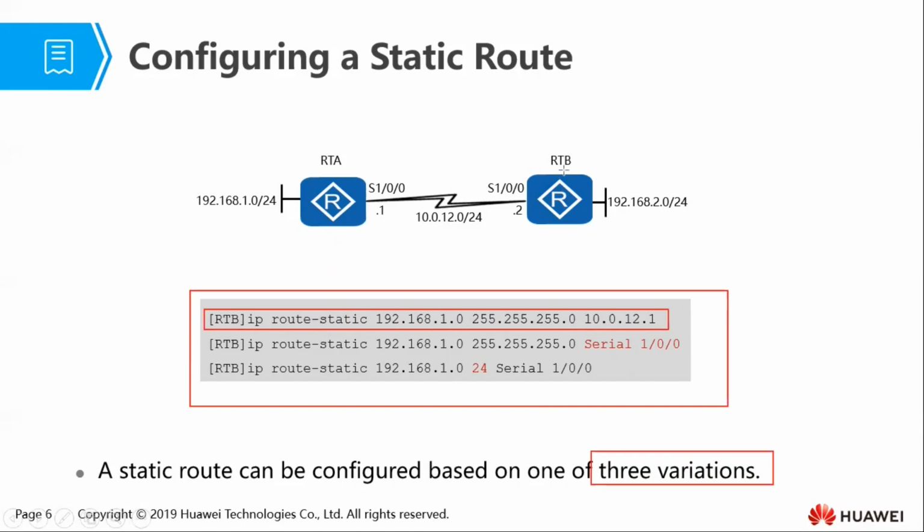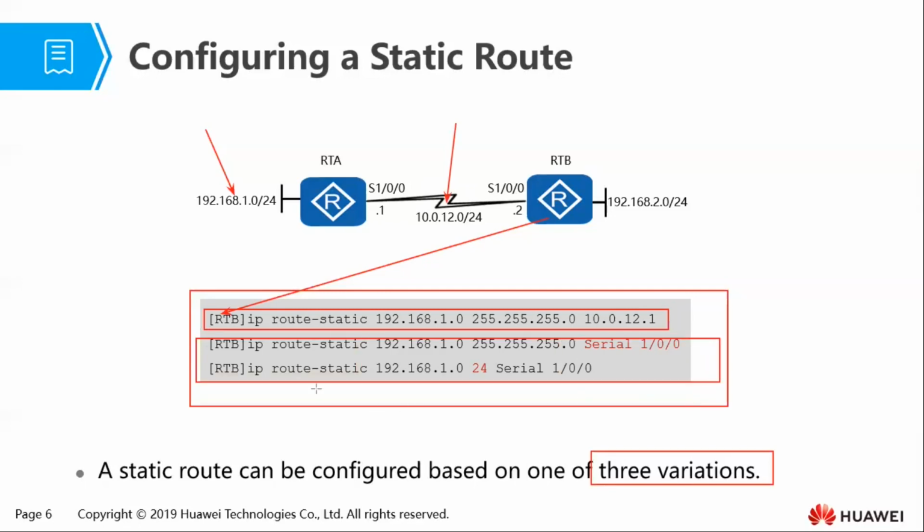So we are in RTB. We can see that from this prompt. Now in RTB, we want to configure a static route that can reach this network here, 192.168.1.0. So how do we do that when we are using a point-to-point network? This is how we do it.